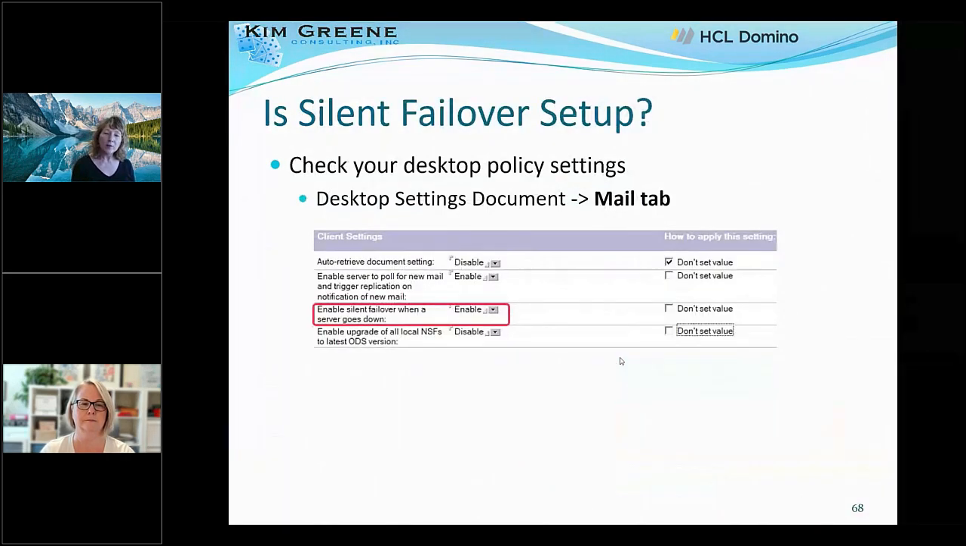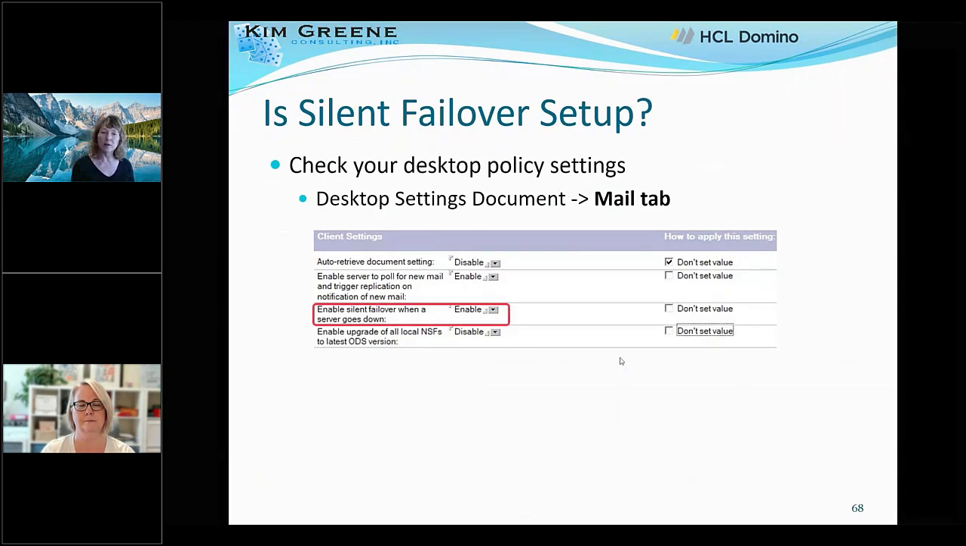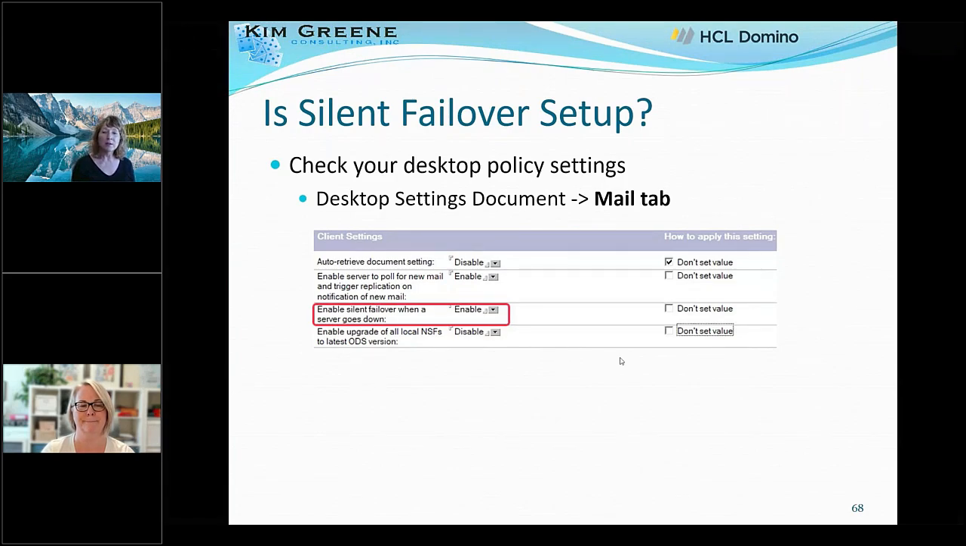From a failover perspective, one of the things that you want to make sure is set for your end users is to have that failover happen silently. You don't want to have them prompted and notified that, hey, you're failing over, because then they're going to call the help desk. What's happened? What's going on? You want it to happen silently. So very simple. In your desktop settings document on the Mail tab, just make sure that the enable silent failover when server goes down setting is enabled. It should be by default, but we've found a number of environments where it's not. Again, lots of things that are lurking that can really trip you up.